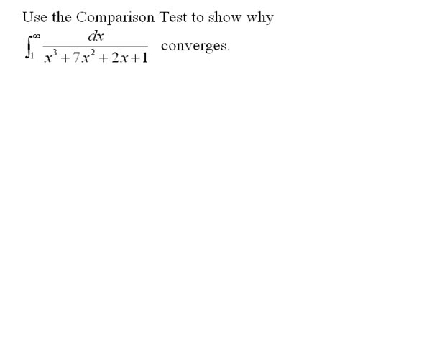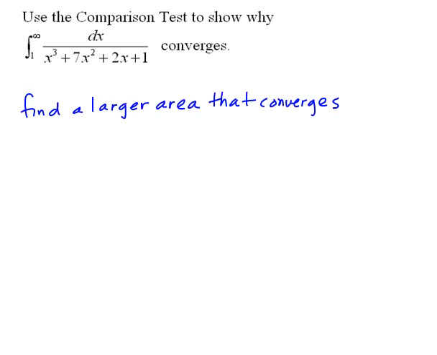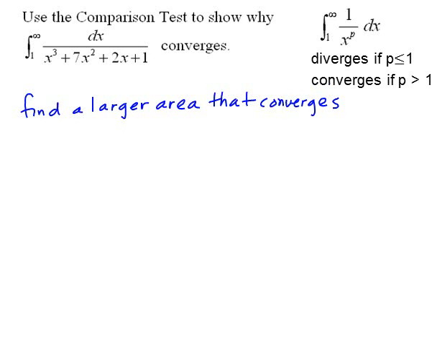Here's an example of the comparison test for improper integrals. Consider the integral from 1 to infinity of dx over x cubed plus 7x squared plus 2x plus 1. In order to show that this integral converges, I need to find a function that's greater than 1 over x cubed plus 7x squared plus 2x plus 1, for x greater than or equal to 1, such that the area under this curve is finite. This is where our findings about 1 over x to the p will come in handy.